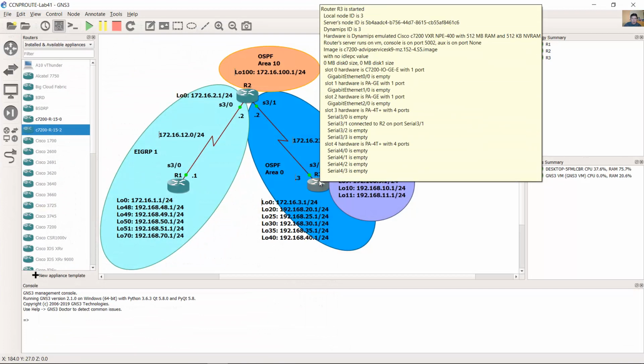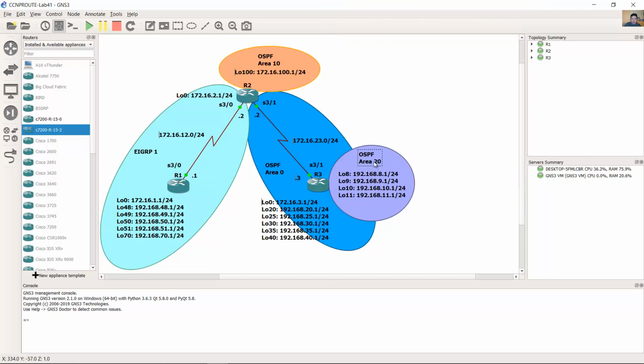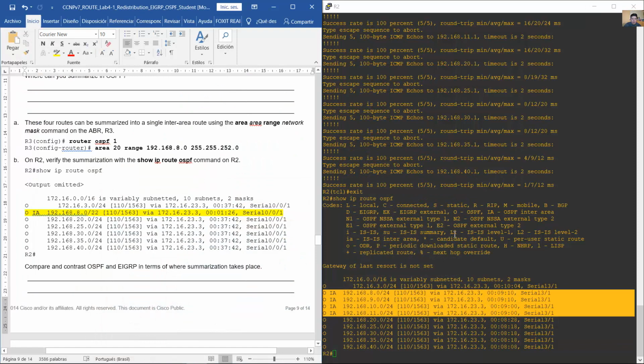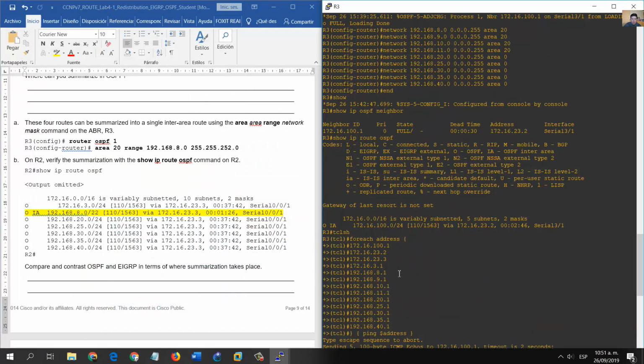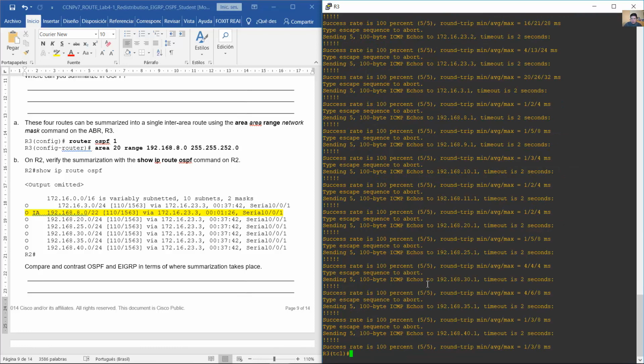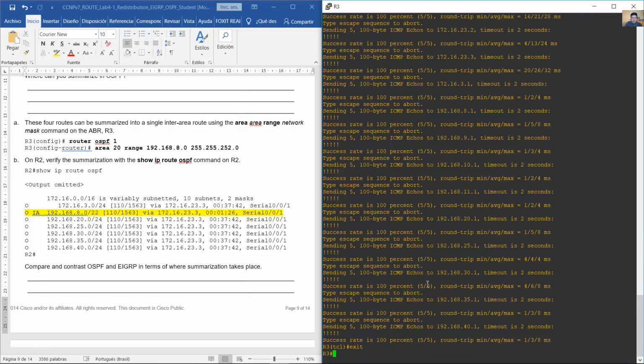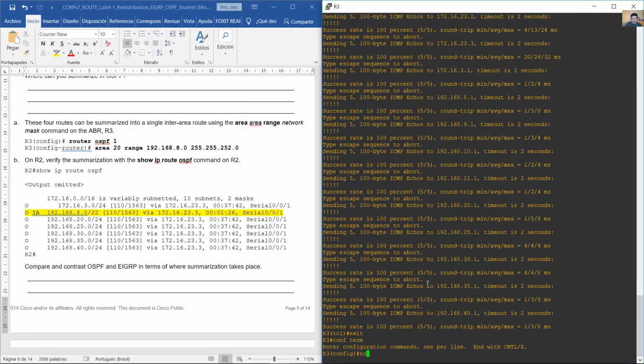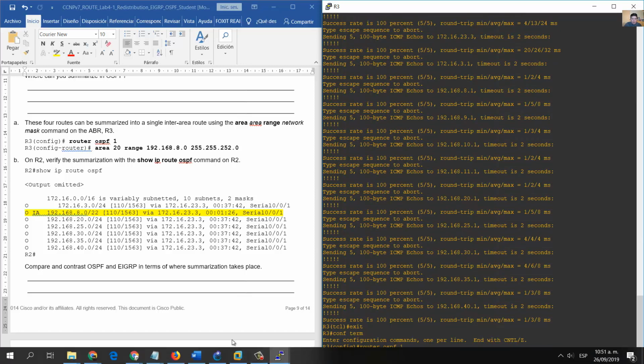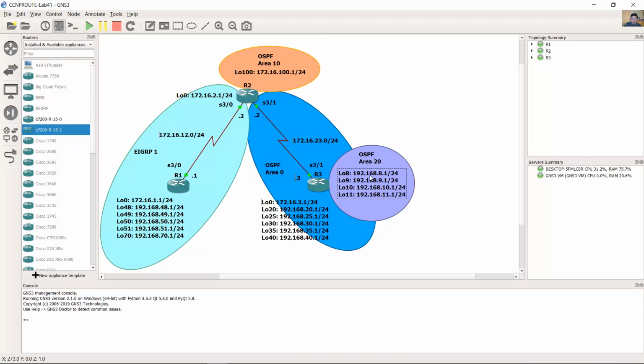R3 is the area border router for area 20 and for area 0. It is the ABR, so you can configure the summarization on R3. Go to R3, exit from the TCL shell, configure terminal, enter router OSPF process 1, and summarize all networks in area 20 that are contiguous: 9, 10, and 11.